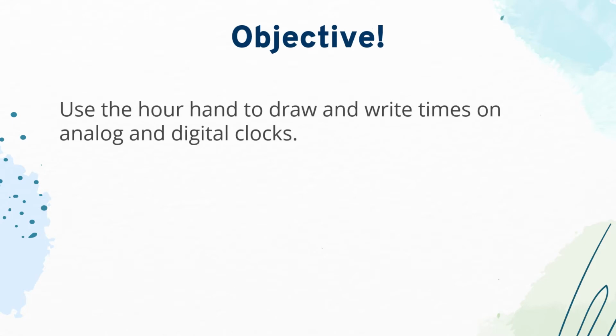Let's look at the objective of our lesson for today. Use the hour hand to draw and write times on analog and digital clocks. Once you have your chapter 9 with you, open your book on page 561.